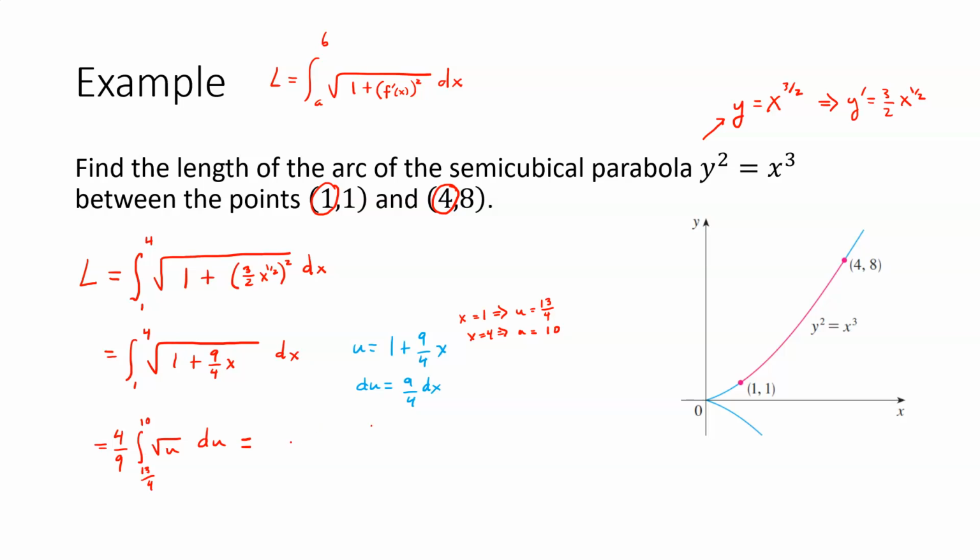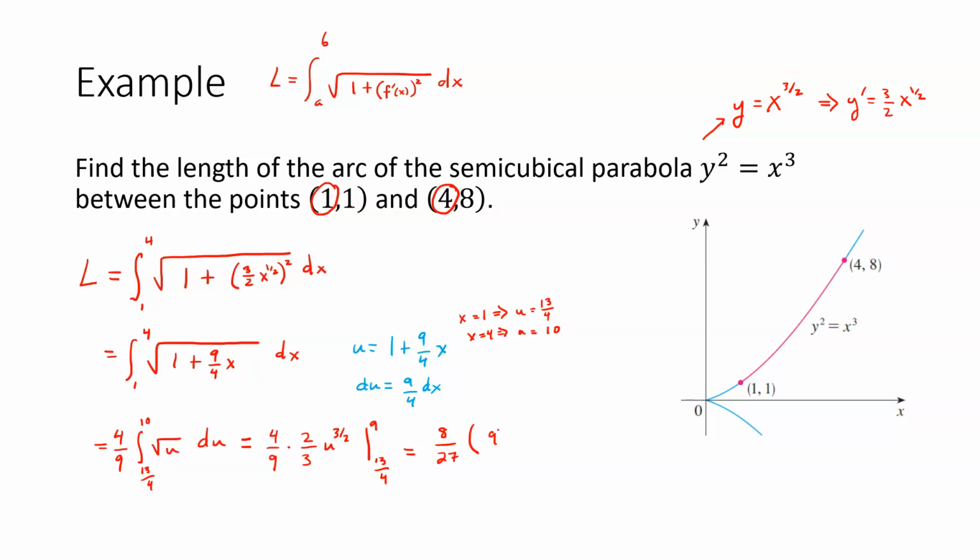u to the 1/2 power integrates to 2/3 u to the 3/2. Sorry, I'm mixing it up there. So the integral of u to the 1/2 power, we add 1 to the power, so we get a power of 3/2, and then multiply by the reciprocal 2/3. And let's continue here. So 4/9 times 2/3 will be 8/27.